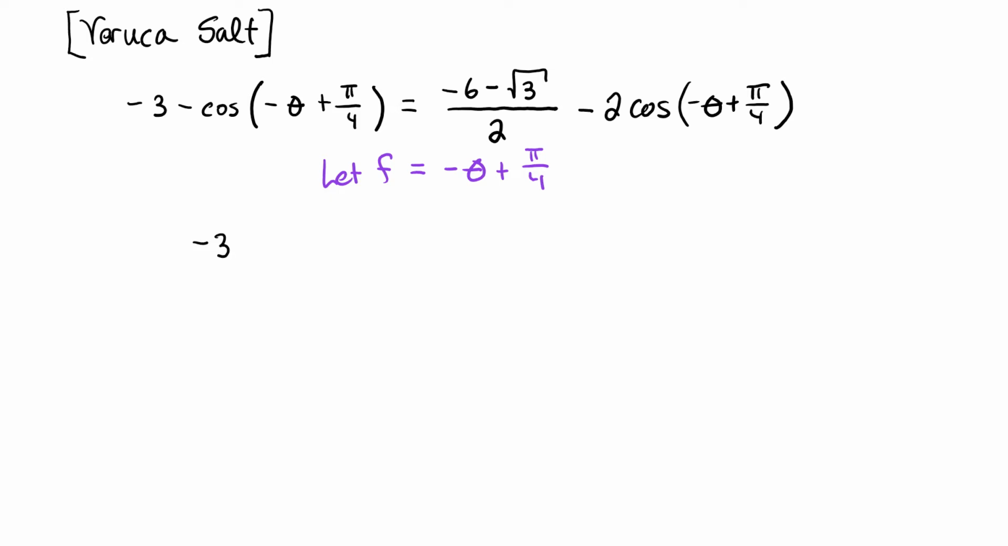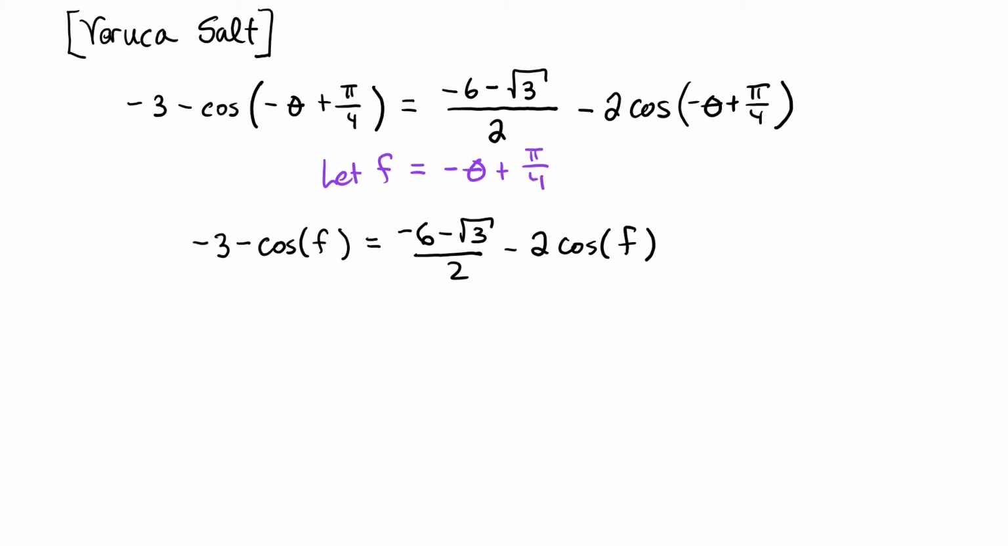Then we're going to go back and replace our negative theta plus pi over 4 with F. So our problem will read -3 minus cosine of F equals the gargantuan fraction from Hades minus 2 cosine of, again, F. Now, it's a little bit more manageable, so for those of you who watched the other video, you probably can guess what I'm going to do. I'm going to isolate my cosine function.